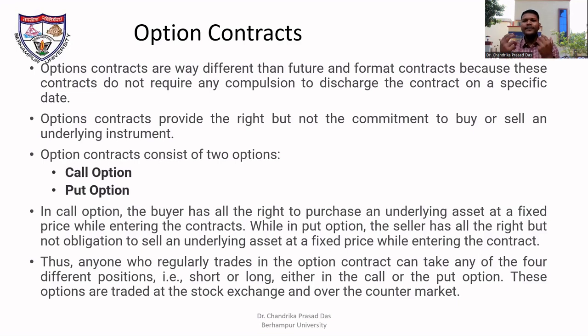So here, the buyer is purchasing the right, but not the commitment. I have the option. I may execute, I may not. This right lies with the buyer only. But the seller has to honor that obligation. The seller has to commit. If the buyer is willing to execute, the seller cannot deny because the buyer has purchased the right from the seller. So we have two options, call option and put option.